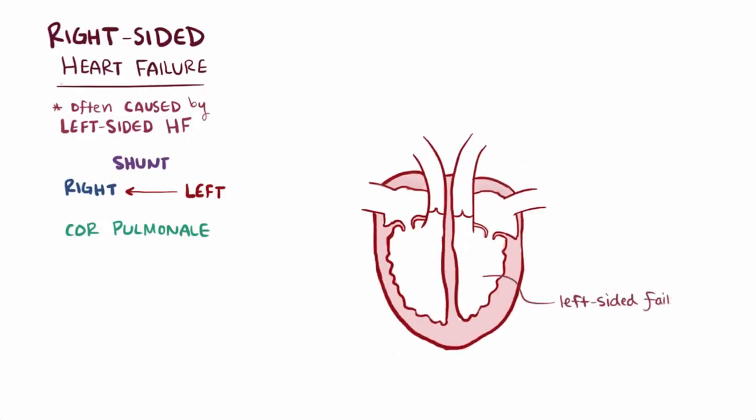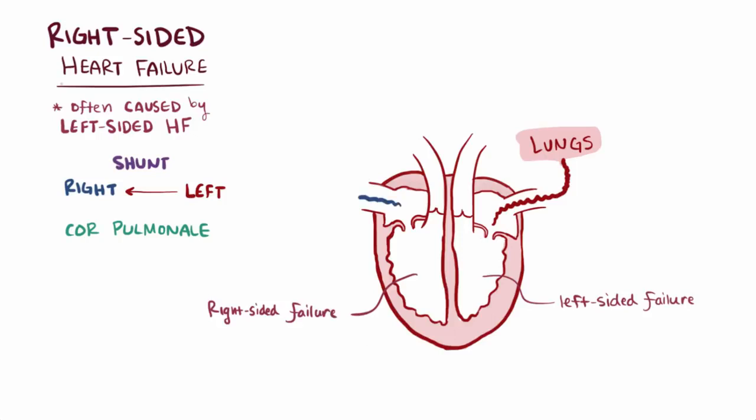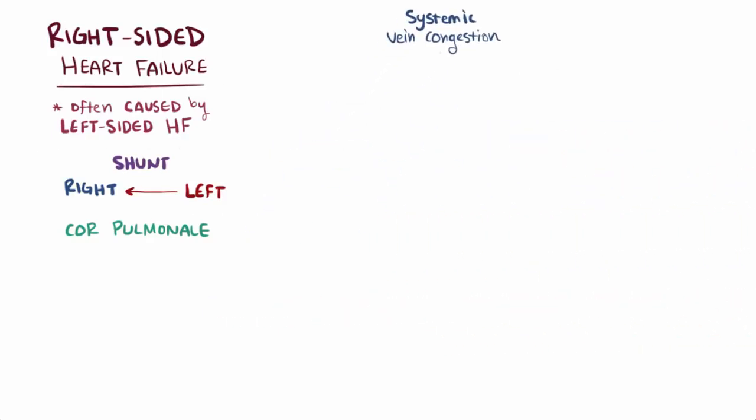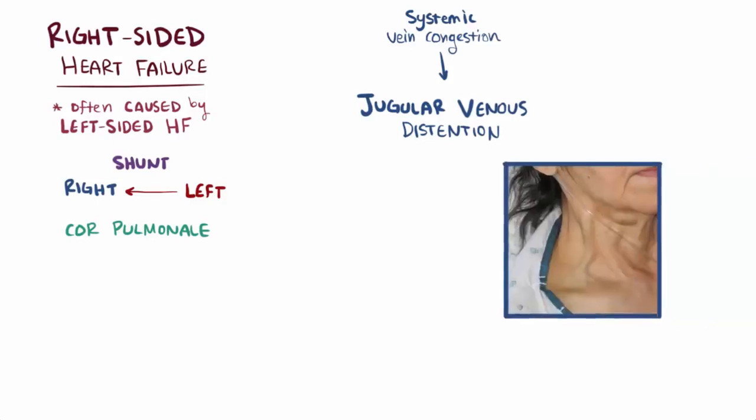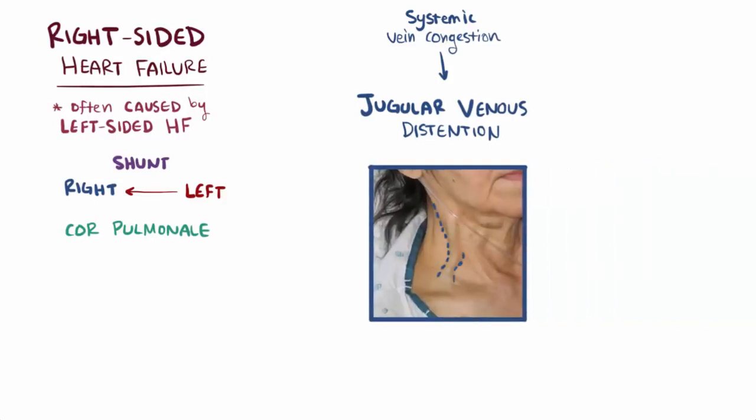With left-sided failure, blood gets backed up to the lungs. With right-sided failure, blood gets backed up to the body, and so patients have congestion in the veins of the systemic circulation. One common manifestation of this is jugular venous distension, where the jugular vein that brings blood back to the heart takes on more blood and becomes enlarged and distended in the neck.